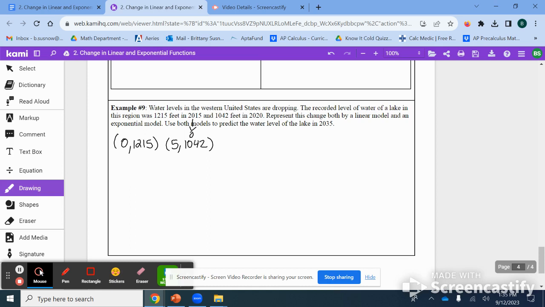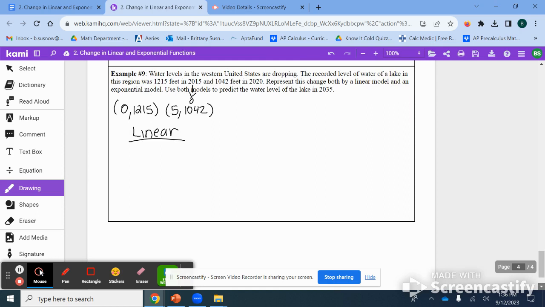Okay, so let's start. This is now applying everything we did today. Let's start with linear. Again, you can use arithmetic or point slope. We do need the slope though for this, either way, because that's our D or our M. Negative 173 over 5. That would be our M.